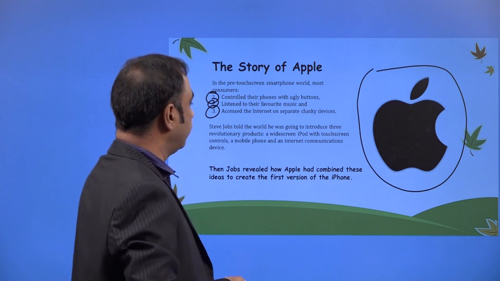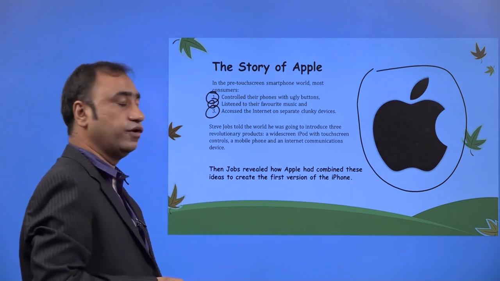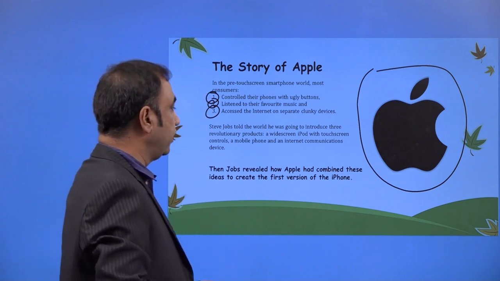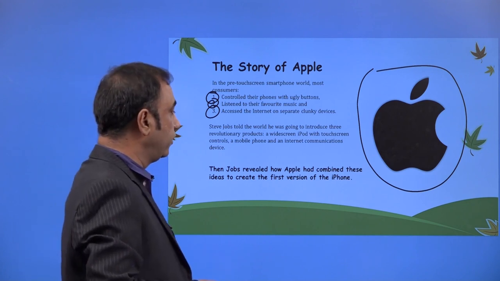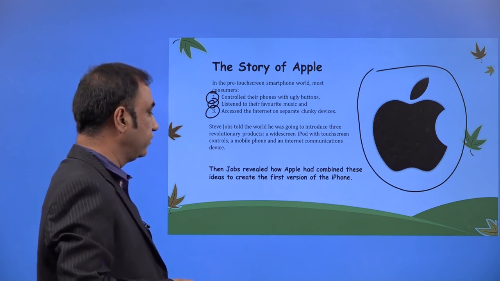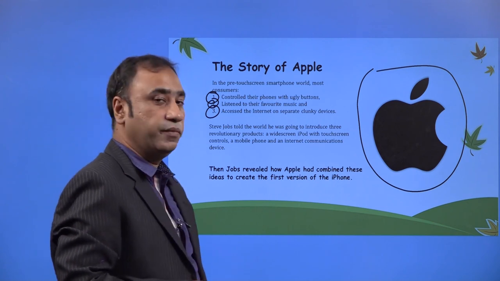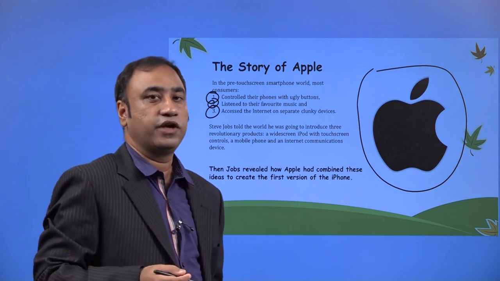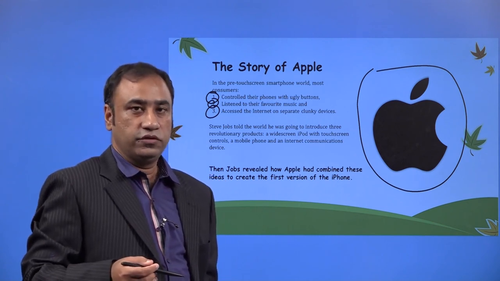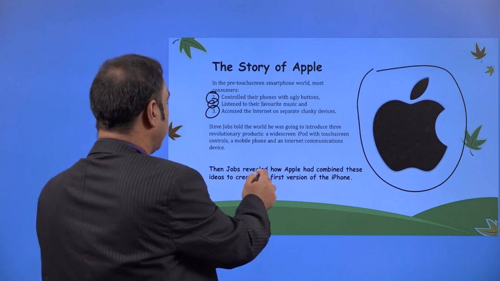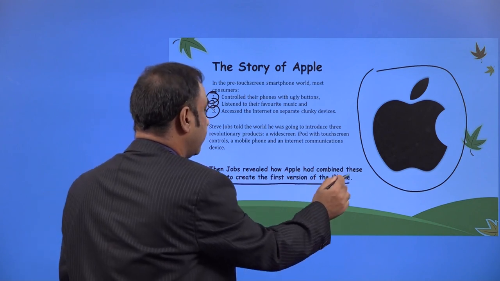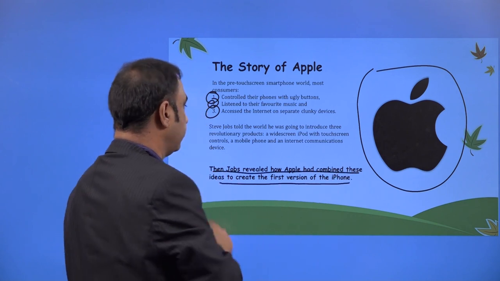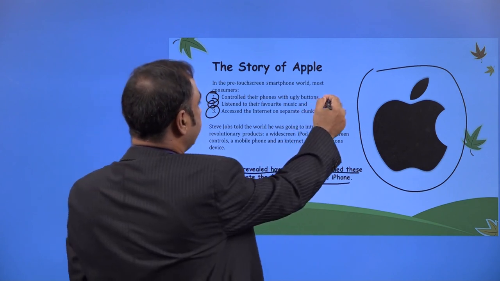Steve Jobs told the world he was going to introduce three revolutionary products: a widescreen iPod with touchscreen controls, a mobile phone, and an internet communication device, that make Apple today what Apple is all about. Then Jobs revealed how Apple had combined these ideas to create the first version of the iPhone. So these are the three things which are the problem.